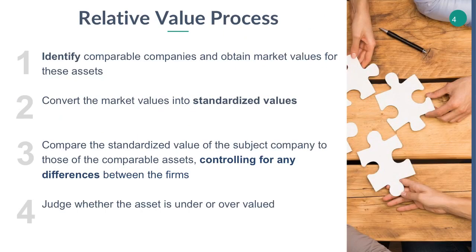The process of conducting a relative valuation is fairly straightforward. We begin by identifying companies that are similar to the one we're analyzing and obtain their market values. Now, unfortunately, we can't compare the market price of one company to another. For that reason, we next convert the market values into standardized price multiples like PE and enterprise value to EBITDA. With a price multiple, we can now compare the subject company to the group of peers, controlling for any differences among the companies being compared.